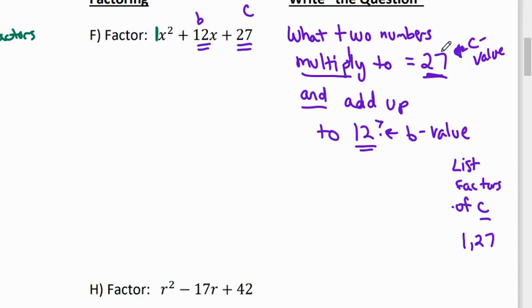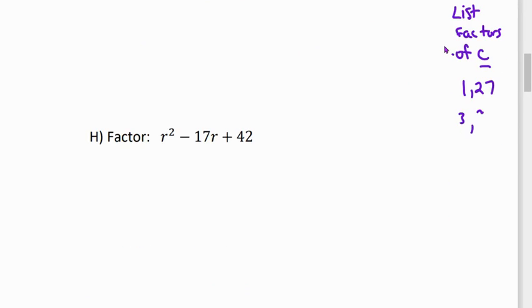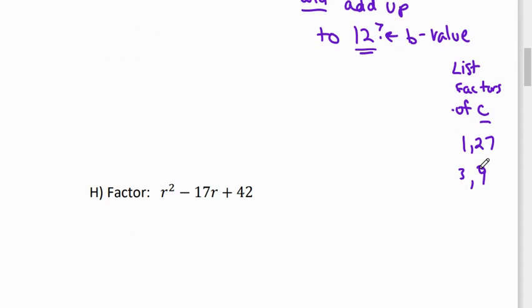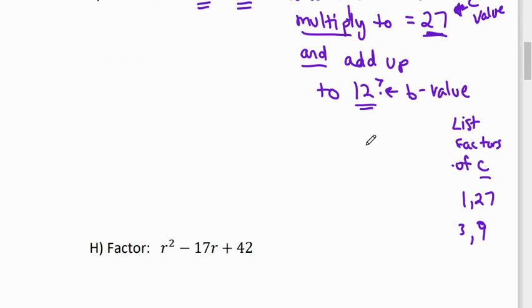2 does not go, then you would go to 2. Can you divide 27 by 2 evenly? No, but 3 goes into it 9 times. And those are the only factors of 27. So the two factors that multiply together to equal 27, but also add up to 12, are your 3 and your 9.